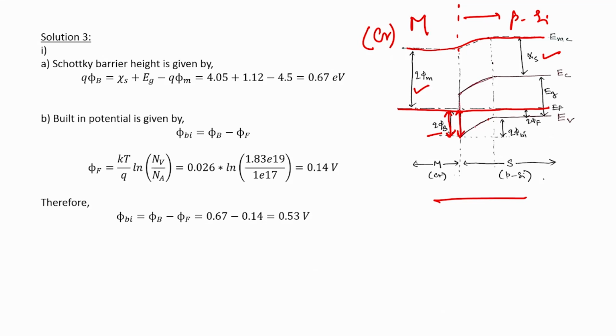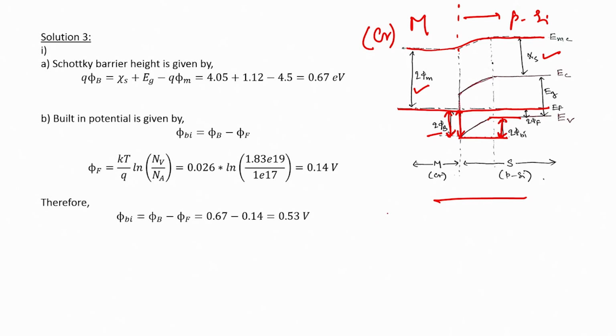So this is the height of the potential that will be felt by the electron when it is trying to move from the metal to semiconductor. On the other hand, built in potential is basically the barrier which is felt by the electron when it is trying to move from the semiconductor to the metal. So this is your built in potential. Now how will you find the Schottky barrier height?